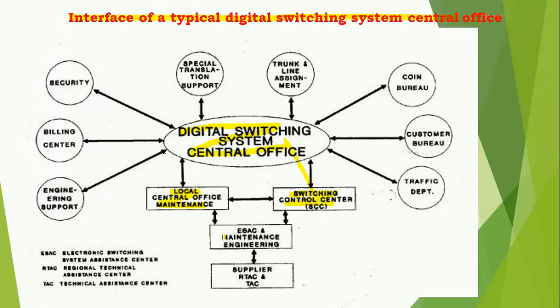Then if you want to add an extra subscriber, you need maintenance engineering along with ISAC. ISAC stands for electronic switching assistance center. And the last is supplier RTAC and TAC. RTAC stands for regional technical assistance center, and inside the switching exchange you need a technical assistance center also. How many interfaces are connected to the switching system? You'll have 8 interfaces.